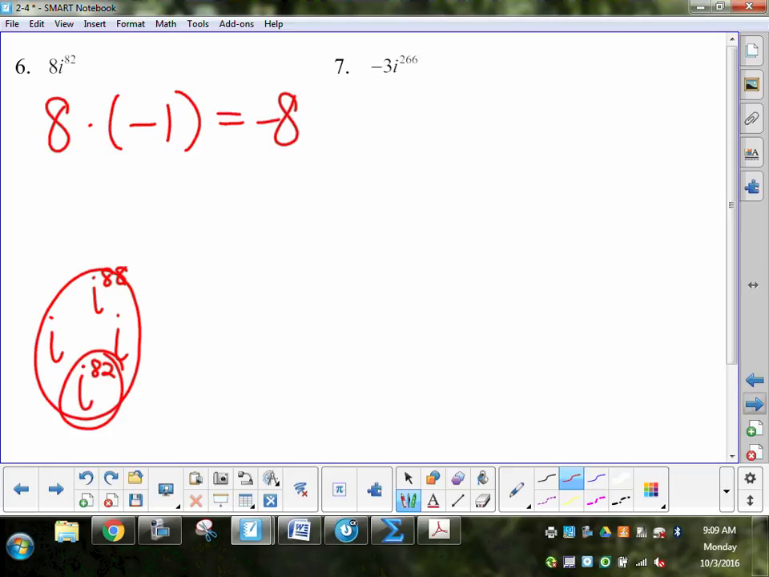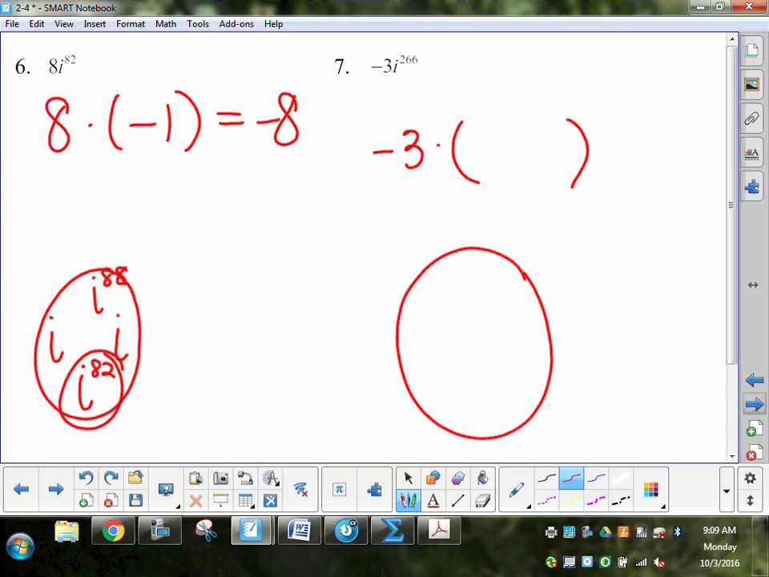i to the 266. Well, I'm going to sit there. This is negative 3 times something. I've got my wheel here. What multiple? Again, start trying. Take 4 times this value. Who can tell me what multiple of 4 I would want to use for 266?